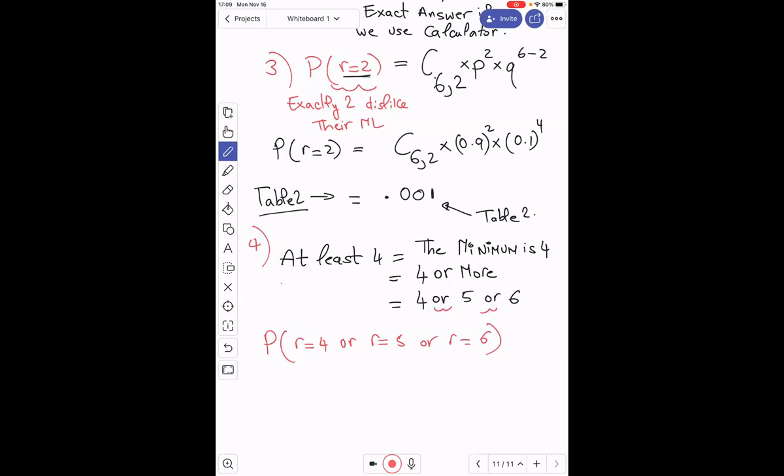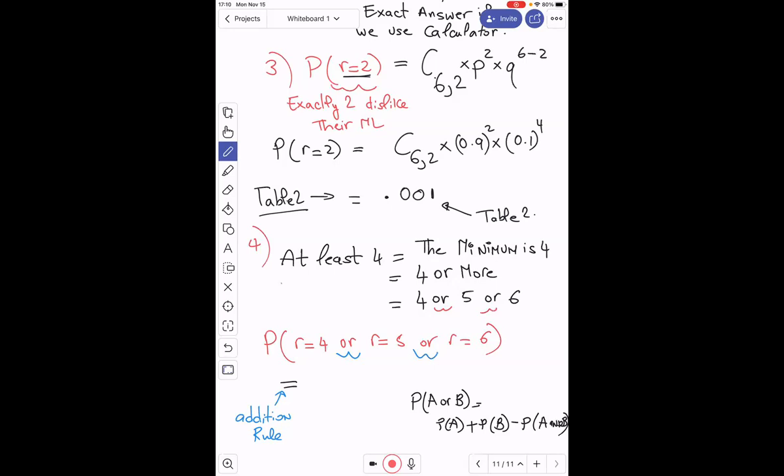Because we are using "or", remember, when we have "or", we need to apply the addition rule. Just to remind you what the addition rule is: probability of A or B is probability of A plus probability of B, minus probability of A and B. That's what I mean by the addition rule.